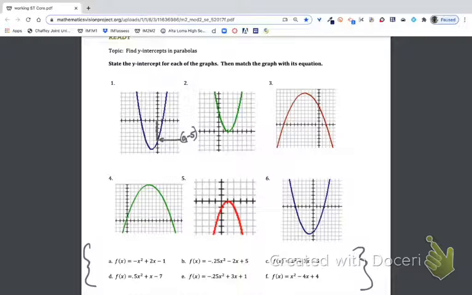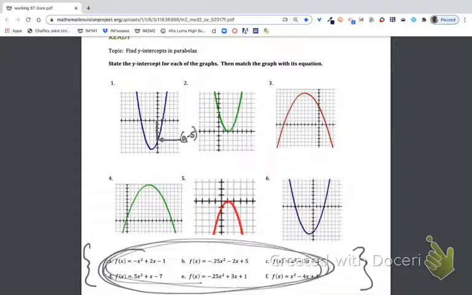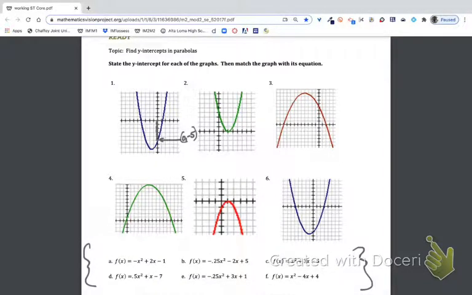The second part is to match that graph. Now, because I know that it's going down 5, our x value is 0, our output, our y value would be -5. So we need to look at all of these equations and figure out when I plug in 0 for x, which one gives me -5 for y. We could do this the hard way. We could plug in 0 each time.